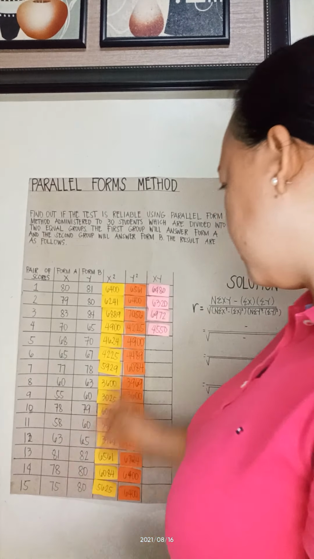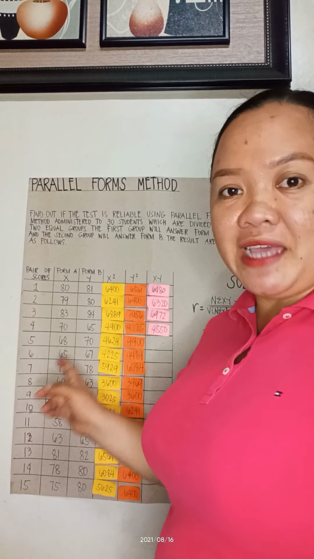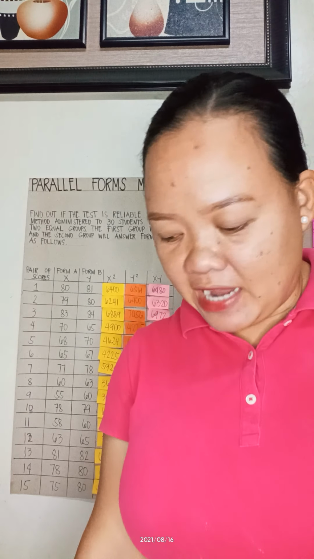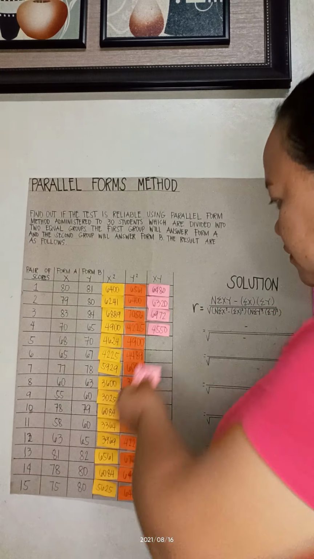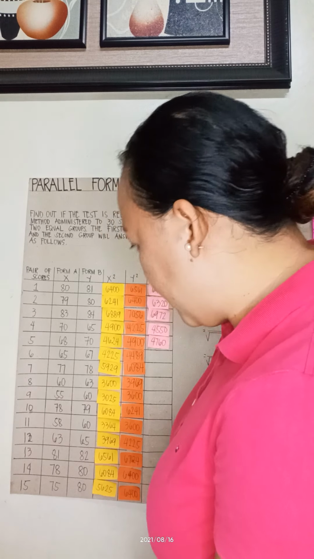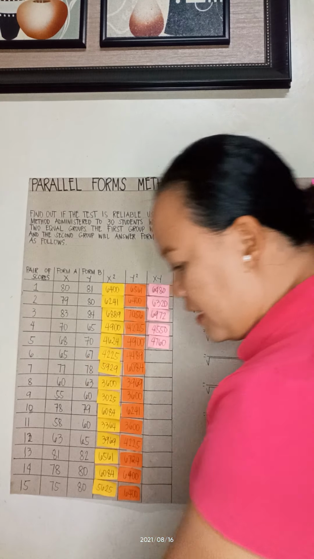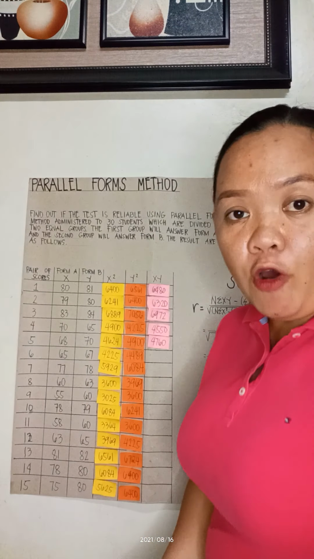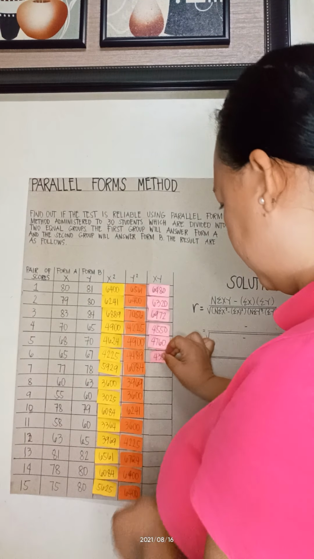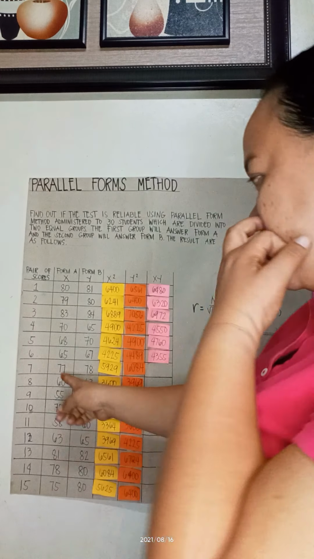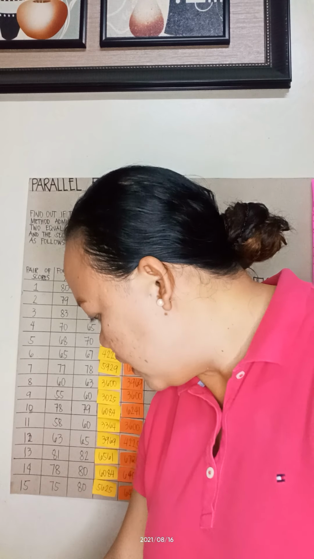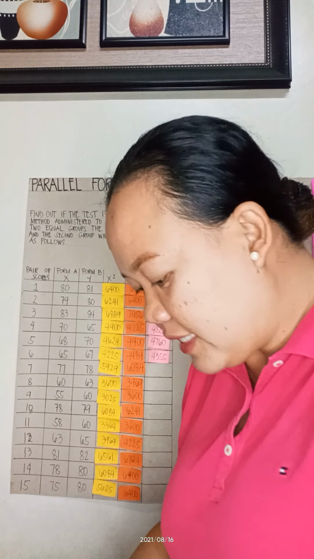Next, 68 times 70 is equal to 4,760. Next, 65 times 67 is equal to 4,355. Next, 77 times 78 is equal to 6,006.